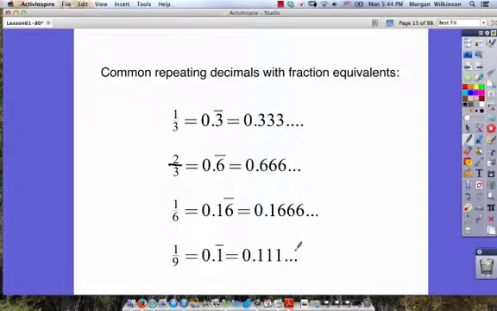Now again, this is just for your knowledge. Remember, we do have our fraction equivalence table. Make sure you get this in your notes, because these are very good ones to have memorized. We'll see these over and over again. So if you've got them memorized, it will save you some time.